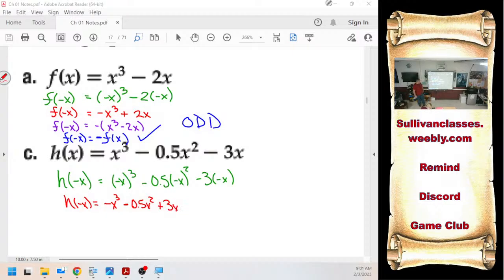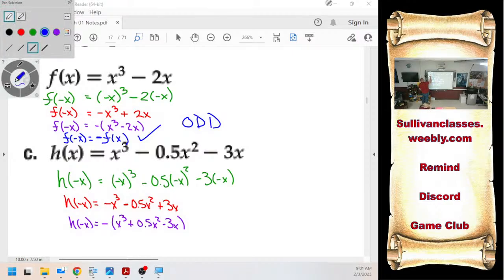Compare that to the original. Is it the exact same thing? So that means it's not even. All right, see if I can factor out that negative and it ends up odd. H of negative x is, take out my negative, I get x cubed plus 0.5 x squared minus 3x. Compare that to the original. Not quite.